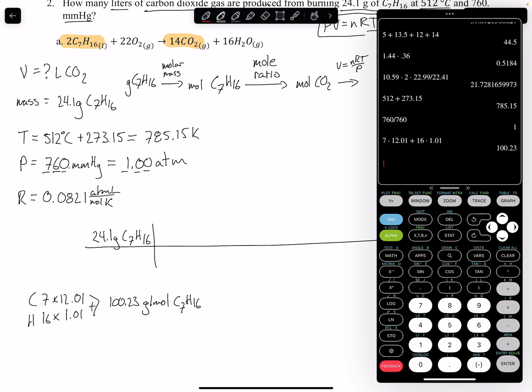So I'm trying to calculate moles, which I know from my solution diagram here, and I have grams. So there are a few different indicators of how to set this up. My grams goes on the bottom, and 1 mole goes on top.